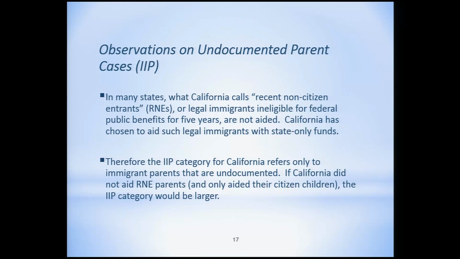Just a couple points about the undocumented parent cases. In California, we actually aid recent non-citizen immigrants, as we call them. Essentially, those are legal non-citizens, and we aid the adult there. We're not sure exactly how other states treat them, but potentially if we didn't aid them, they would be showing up as a child only. They don't in California because we do have that aid. That's essentially with state maintenance of effort dollars. They're federally ineligible for federal funds, but they are eligible for the program. We can fund them with maintenance of effort, and we do.